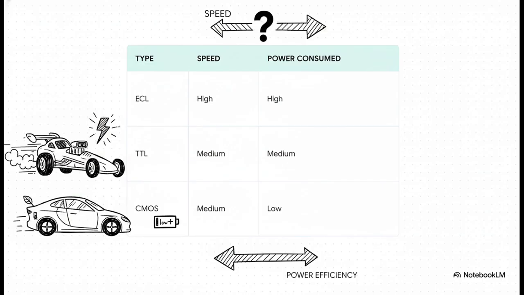But on the other side, you have CMOS. CMOS is like the electric vehicle of the chip world. It's incredibly power efficient, mostly because it only uses significant power when it's actively switching. And that efficiency is exactly why it dominates everything that runs on a battery. This battle between speed and power is one of the most fundamental decisions in all of electronics.